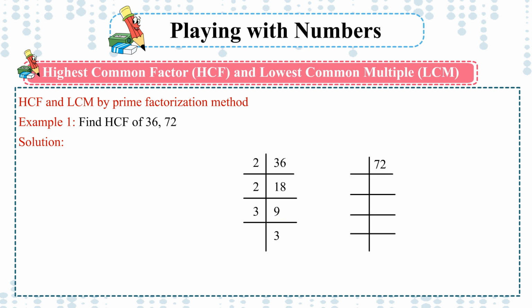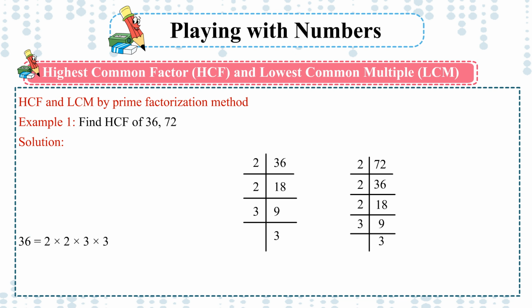Factorization of 72. The smallest prime number that divides 72 is 2, and 2 multiplied by 36 is 72. Next is 36. The smallest prime number that divides 36 is 2, and 2 multiplied by 18 is 36. Next is 18. The smallest prime number that divides 18 is 2, and 2 multiplied by 9 is 18. Next is 9. The smallest prime number that divides 9 is 3, and 3 multiplied by 3 is 9.